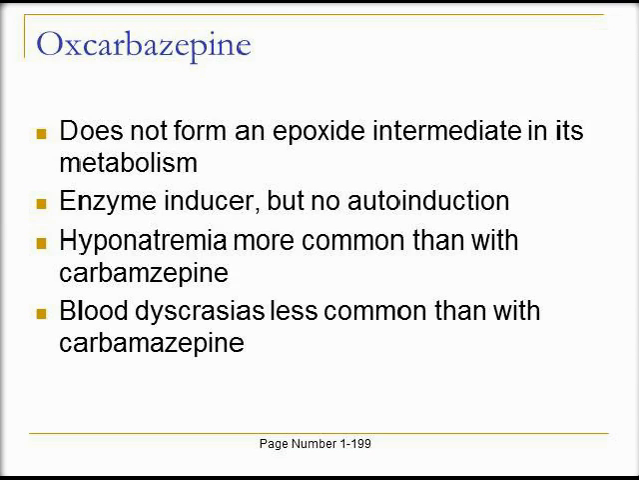So it's true that it does not cause an intermediate with an epoxide. It is an enzyme inducer, however, but it is not an auto-inducer. So that is kind of an important difference between the two drugs. Okay. And I get a lot from, especially physicians, who'll tell me it's a prodrug for carbamazepine or it's a metabolite of carbamazepine. It's not either. It's just structurally similar. Okay. Hyponatremia is more common than with carbamazepine, and blood dyscrasias are a little less common. So those are some other differences between the two.